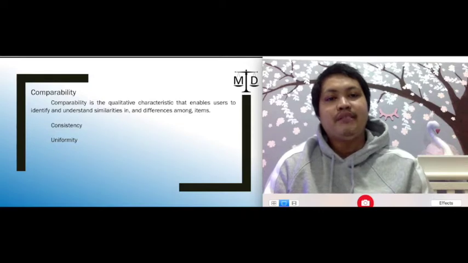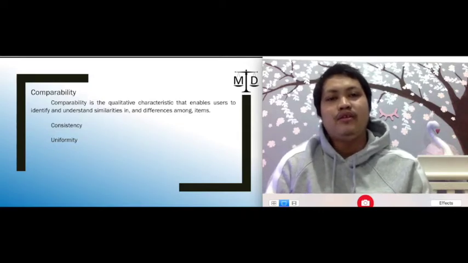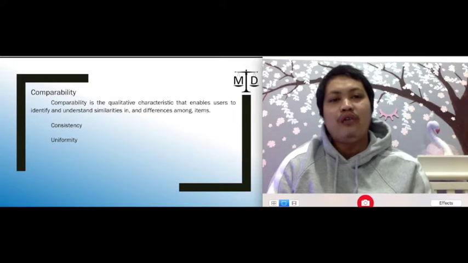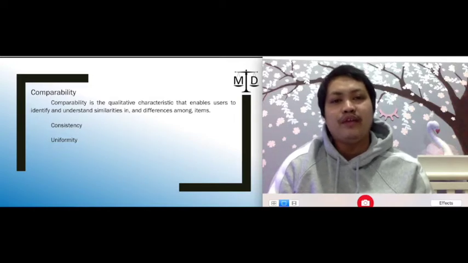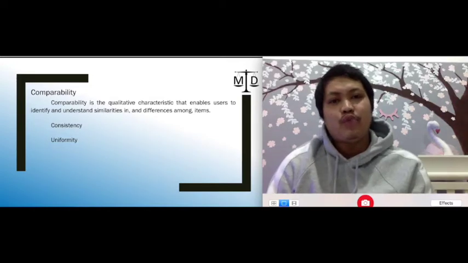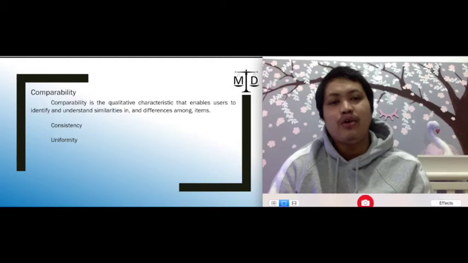While consistency may be related to comparability, they are not the same. Consistency refers to the use of the same methods, procedures, and other policies throughout multiple periods or throughout entities in the same industry. So comparability can be viewed as the goal, while consistency is the means towards achieving comparability.